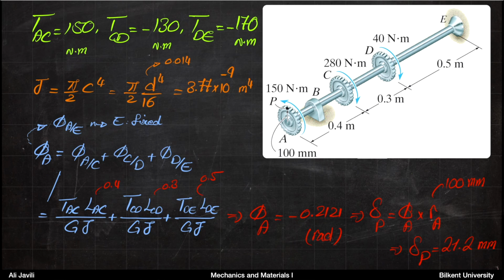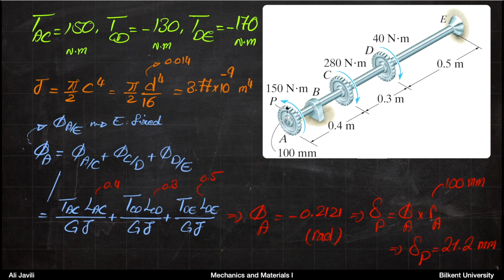So that's minus 0.2121 radian. And minus indicates that it goes in the clockwise direction. So remember, for external torque or external angle of twist, we assume this is the plus direction. This is counterclockwise. So minus means that you get a rotation in the opposite direction.